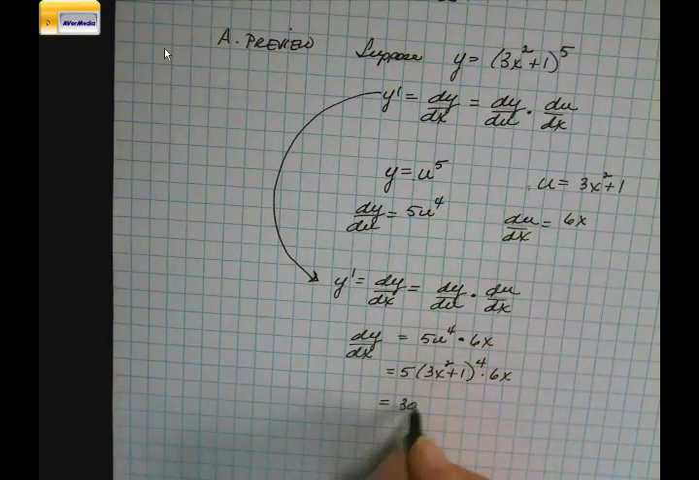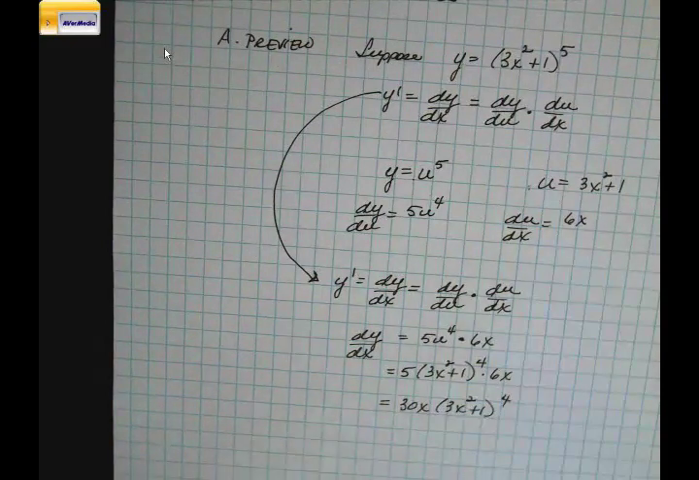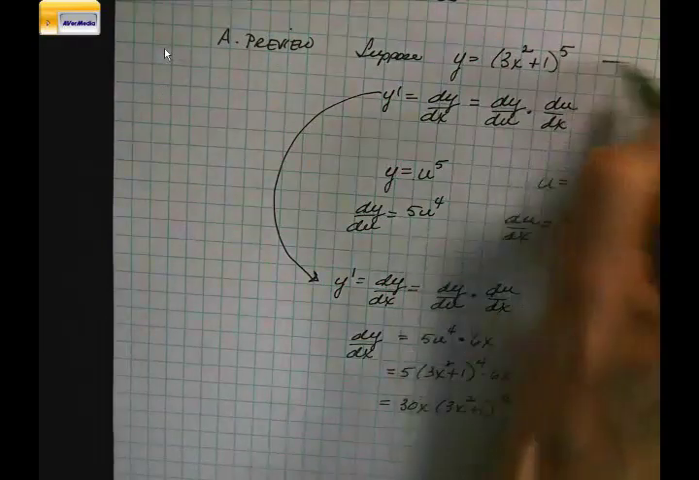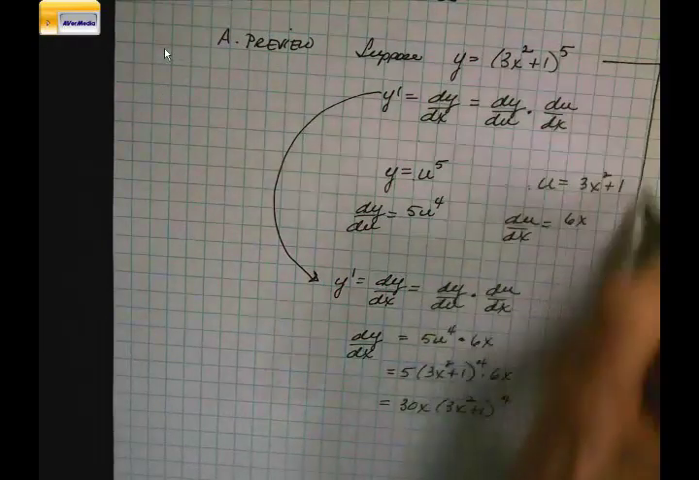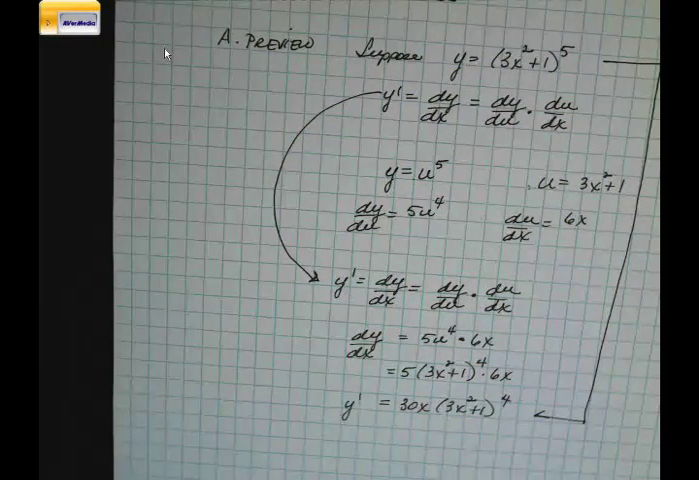And then if you wanted to clean this up, this would be 30x times 3x squared plus 1 to the 4th power. And that would be your answer. So if y equaled 3x squared plus 1 to the 5th, y prime equals 30x times 3x squared plus 1 to the 4th power.